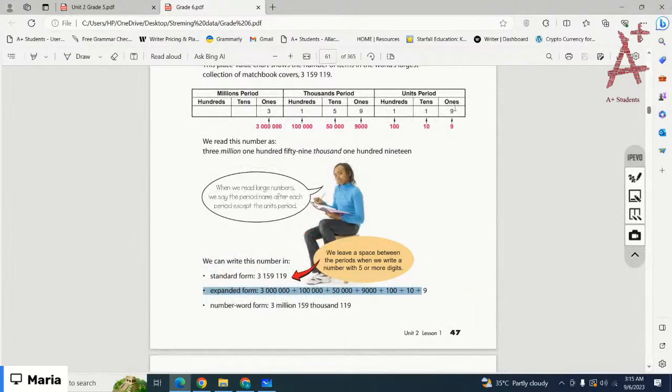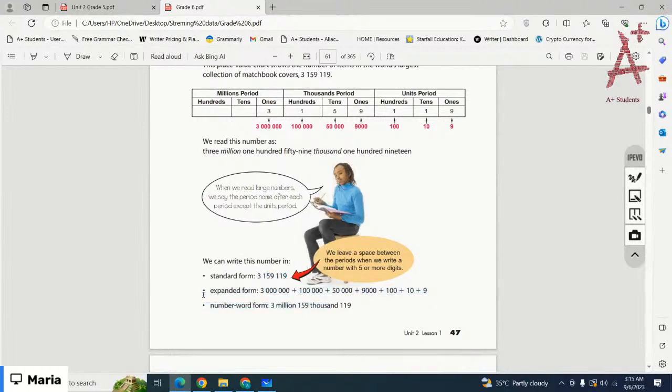Here 9 is at the ones position, so that is a single 9. 1 is at the tens position, so it is written as 10. Then 1 is at the hundreds position, so it is written as 100. 9 is at the thousands position, so it is written with thousands. When you add all of them, they make exactly the same number.